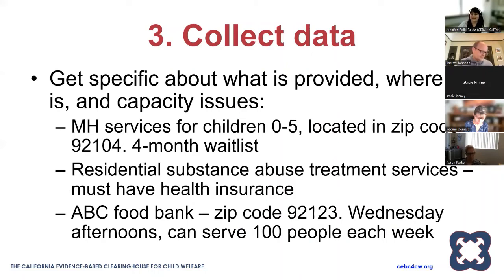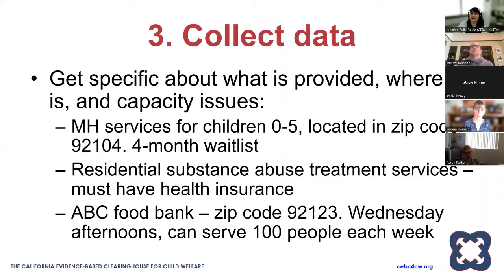So this is an asset map, and you're talking about what is provided and where it's provided. And then to help you as you get ready to do a gap analysis, to note capacity issues. So it's not really enough just to know this service is provided here. You also want to get a little bit more information about any capacity issues, barriers, et cetera. And so I'll give you a couple of examples here.